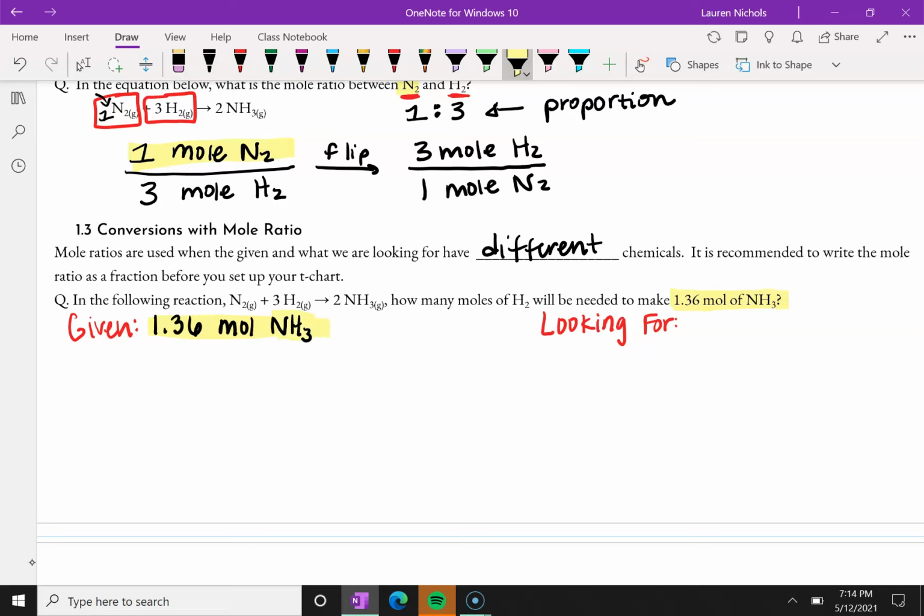Now what we're looking for. You always know what you're looking for because you find your question words. So here it says how many. Okay, how many what? Moles of NH3.